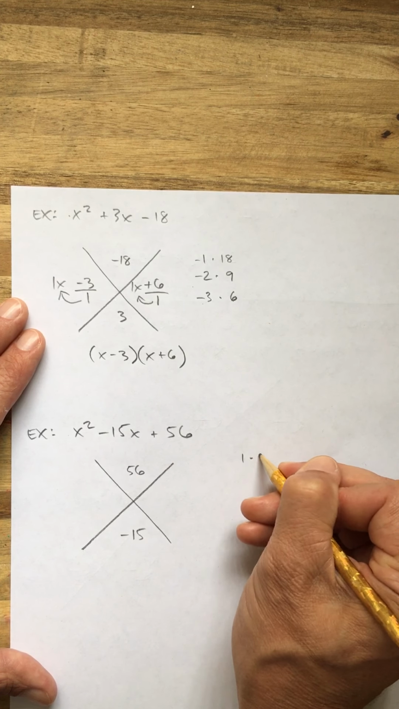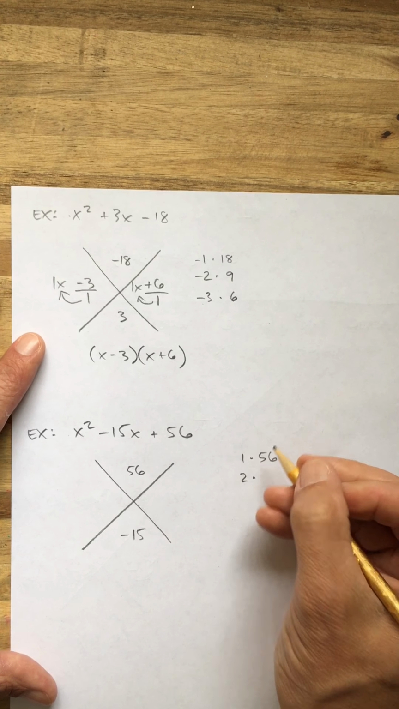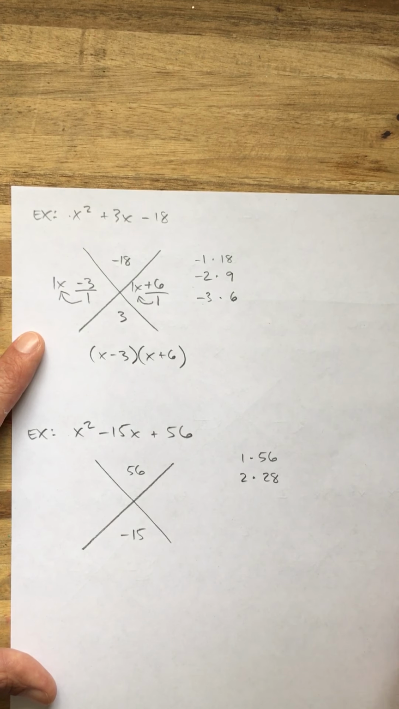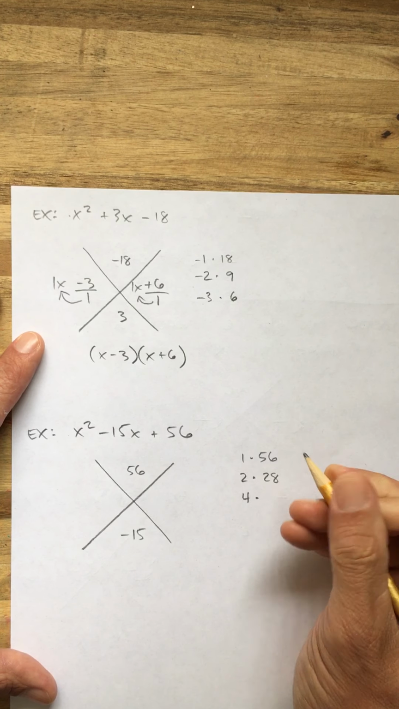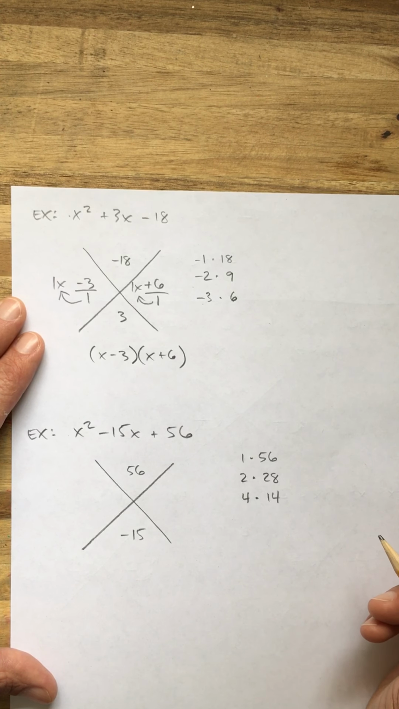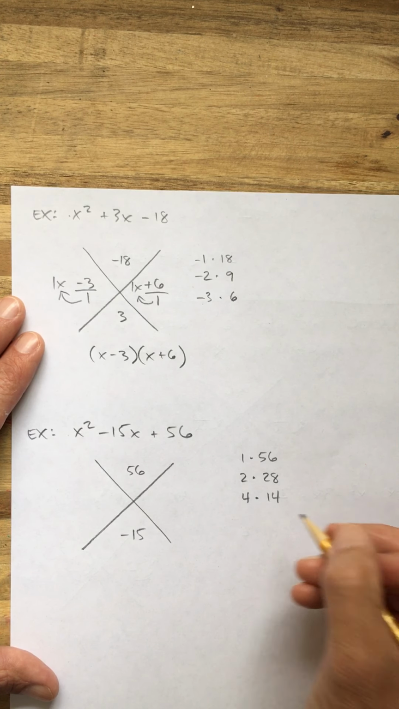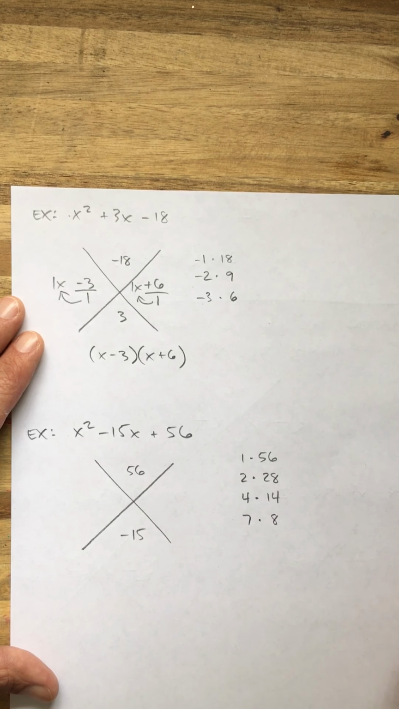I know 1 times 56. How about 2 times, what is that, 28? Okay. Does 3 go into 56? No. Does 4 go into 56? Yeah, let's see. 4 goes into 56, I think 14 times. Okay. 5 doesn't go into 56. 6 go into 56? No. 7? Yeah. 7 times what? Yep, 7 times 8. Okay. All right. And I think that's it. That's all the factors of 56.